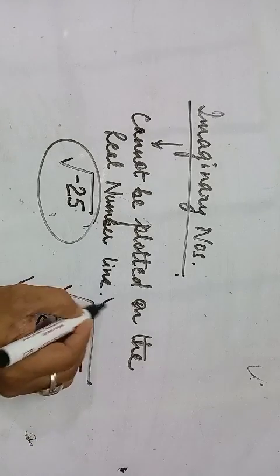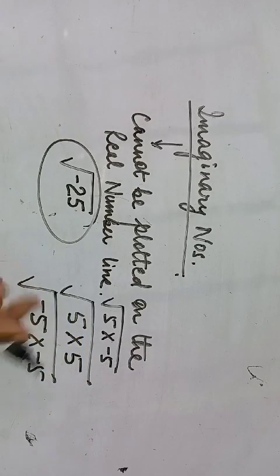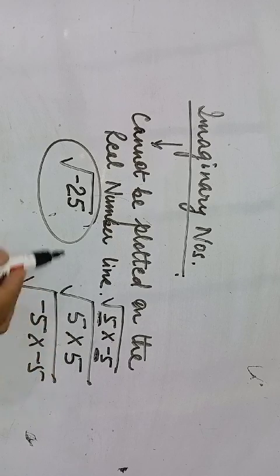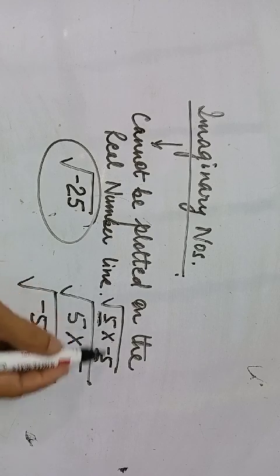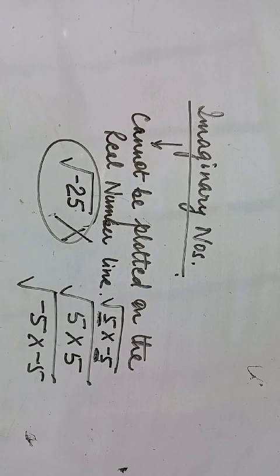You certainly cannot do this. You cannot do 5 into minus 5, because then you are not actually multiplying the same numbers, because for square root you need to have the same numbers. So that is why this cannot be plotted on the real number line. This has an imaginary part also that will be plotted on the non-real number line, or the imaginary concept will be there. So this is as far as this is concerned.